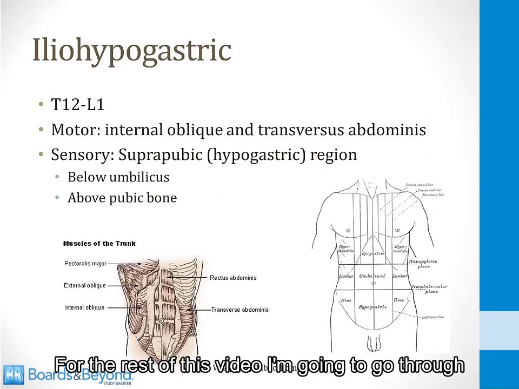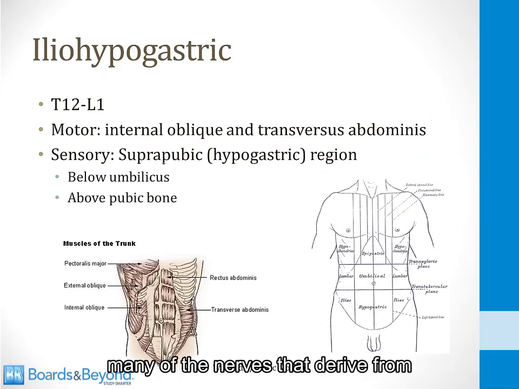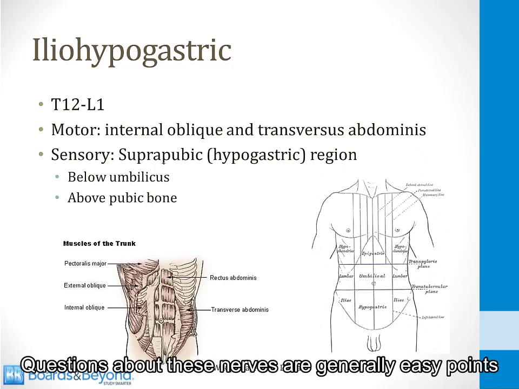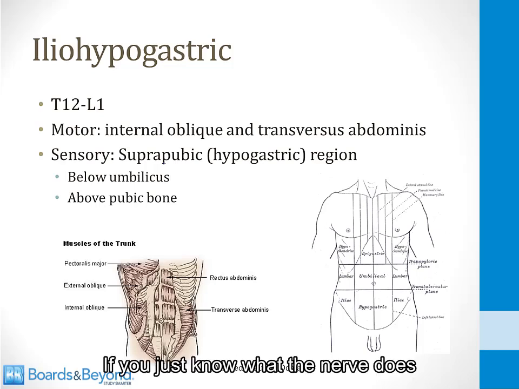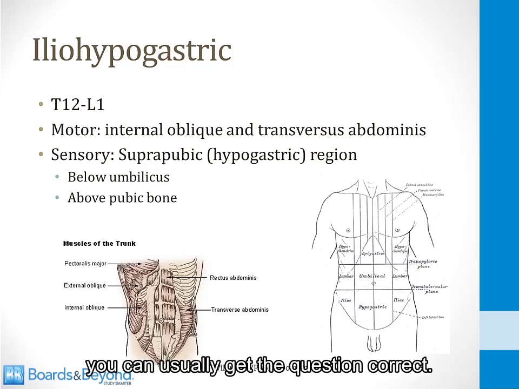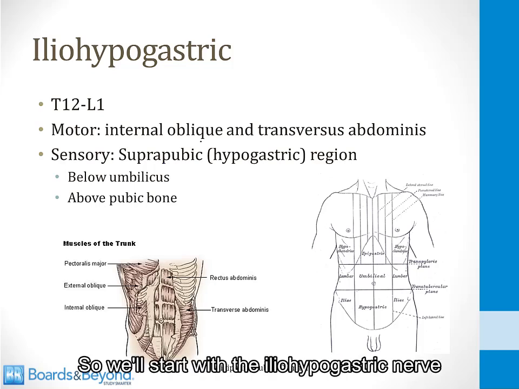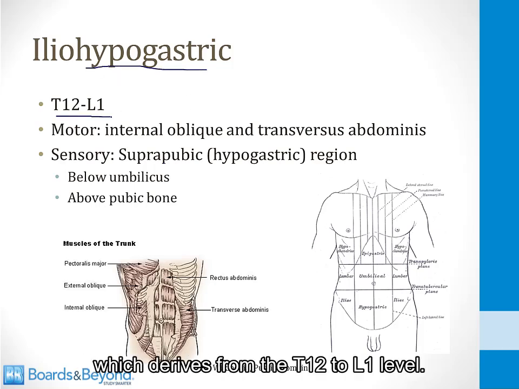For the rest of this video, I'm going to go through many of the nerves that derive from the lumbosacral plexus. Questions about these nerves are generally easy points in the Step 1 exam. If you just know what the nerve does and how it's commonly injured, you can usually get the question correct. So we'll start with the iliohypogastric nerve, which derives from the T12 to L1 level.